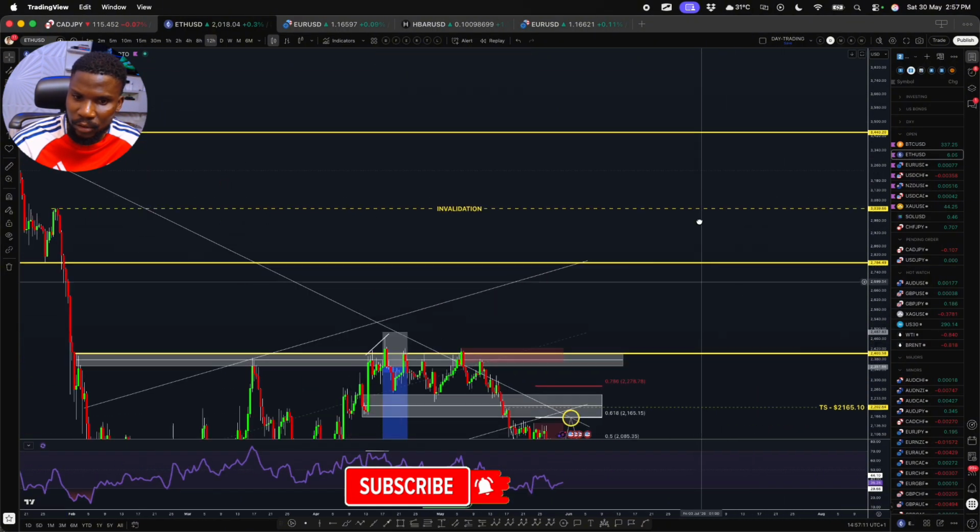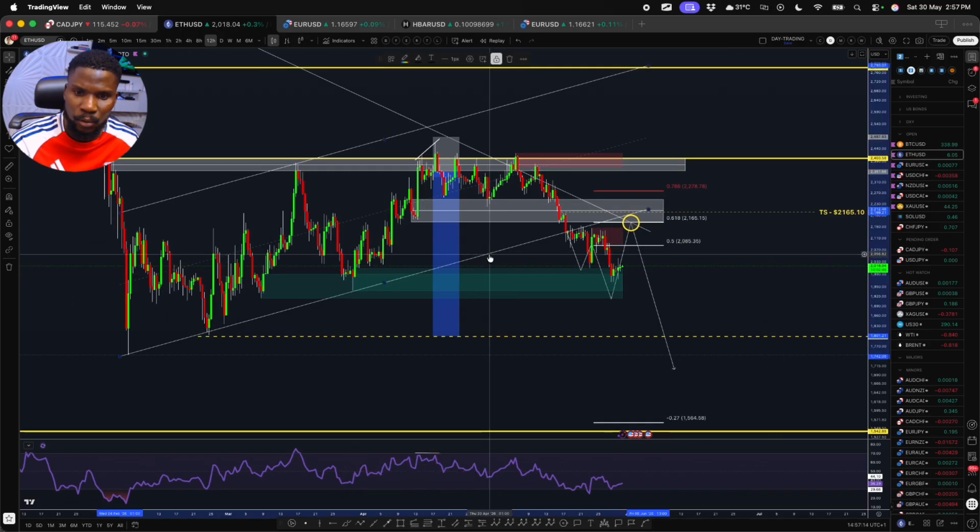And back to what I was trying to explain to you earlier, we've had this particular channel broken to the downside. So maybe we get a correction back to this 61.8 Fibonacci, retesting this previous support, now using it as resistance. Then we can expect a further drop in the price of Ethereum. So that is my plan for now.